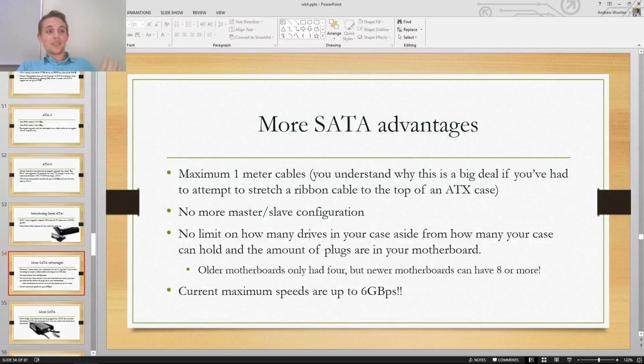So current maximum speeds, 6 gigabits per second, which is pretty amazing, but once again, it's always theoretical speeds because you're depending on the drives actually being able to handle that and the motherboard's Northbridge being able to handle that.